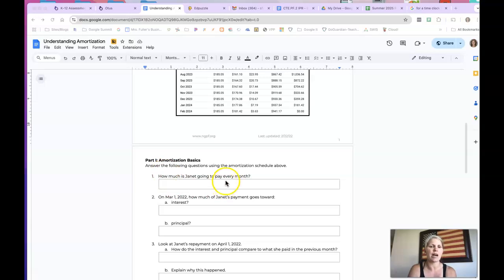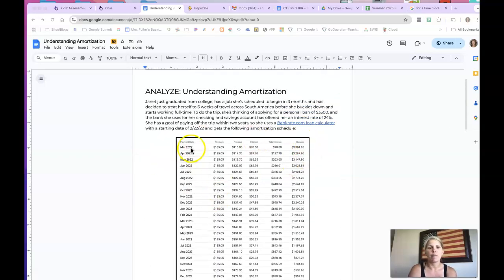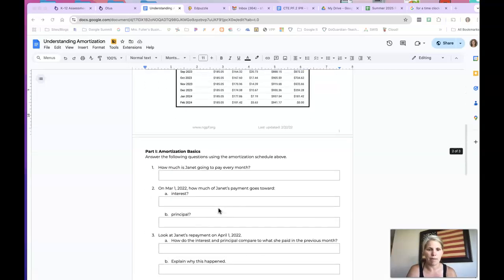So the first question is, how much is Janet going to pay every month? So when I come up here and look, we have the payment date, the payment, the principal, so that's what's actually going towards her initial loan, how much is going towards interest, how much total she paid interest throughout the loan, and then what is her remaining balance. So we can see here that her payment every month is going to be $185.05. And since it's a fixed rate loan there, it's the same every month.